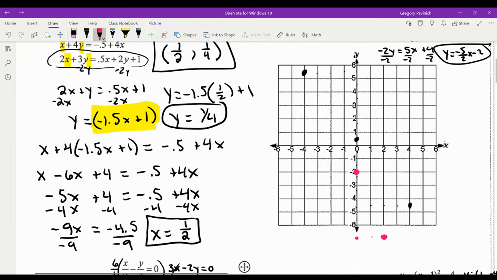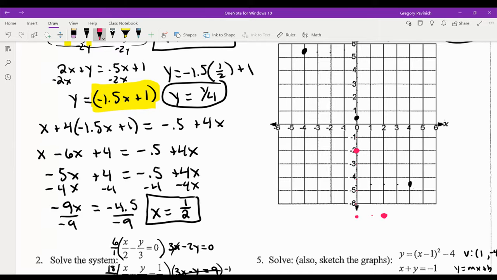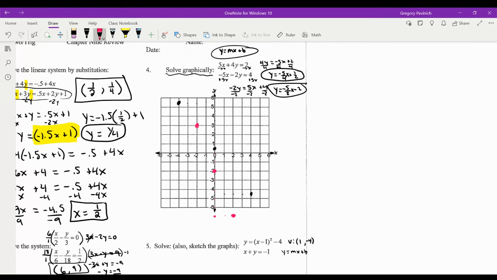And then up 5. 1, oops. 1, 2, 3, 1, 2, 3, 4, 5, 1, 2. And now I'm going to put my line in, doing the best I can to make this a straight line. And I'm going to do the same thing with my other one, oops.